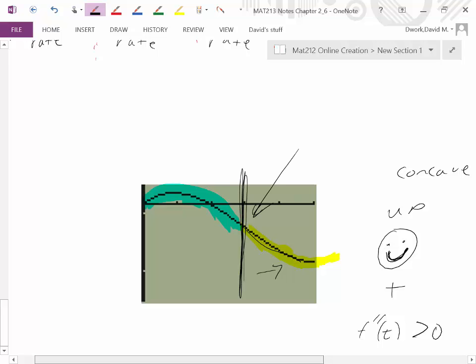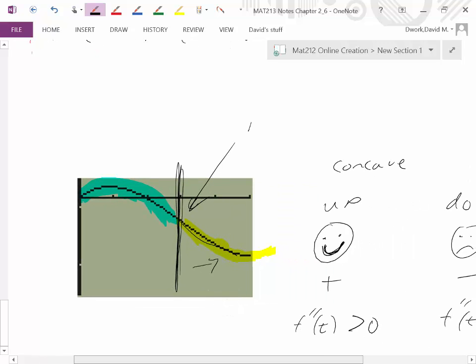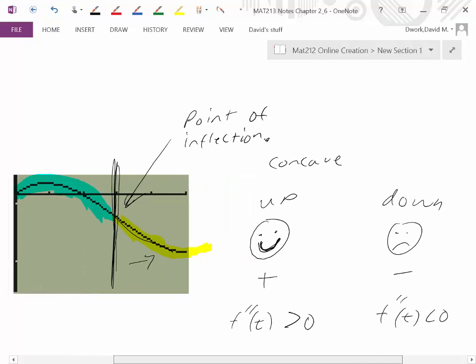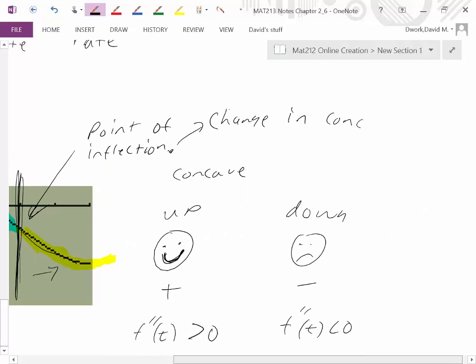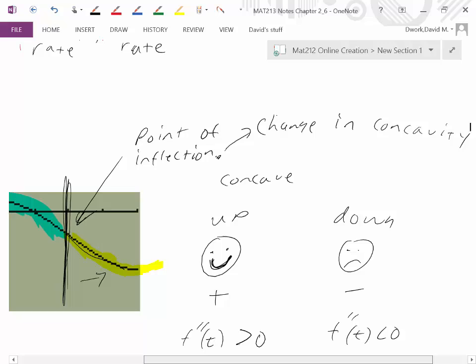Now, this point here in the middle is a really important point. This is called the point of inflection. And what a point of inflection is talking about, and this is key, you've got to catch this, is a change in concavity. So it doesn't mean that the second derivative is equal to 0. The fact that the second derivative was equal to 0 there means that we want to check for an inflection point, but it doesn't guarantee it.